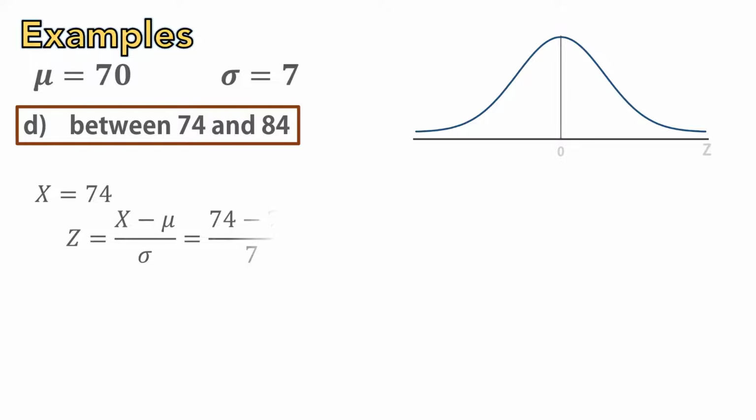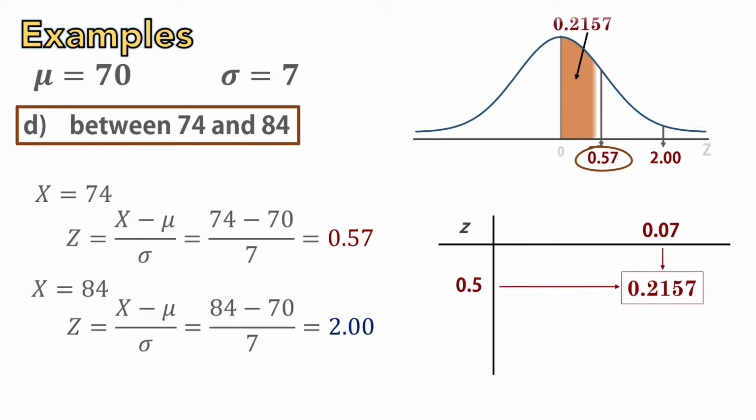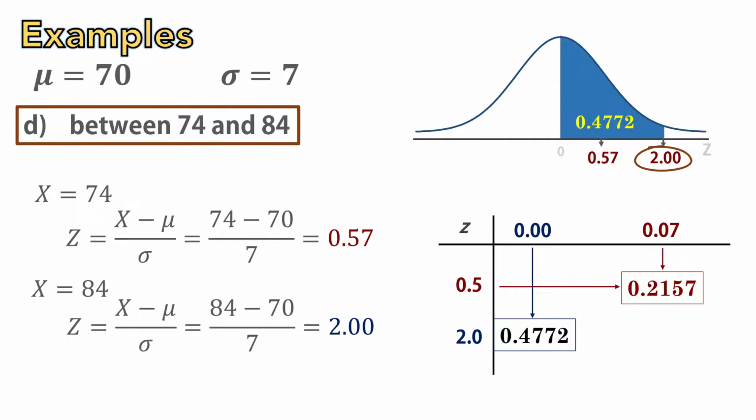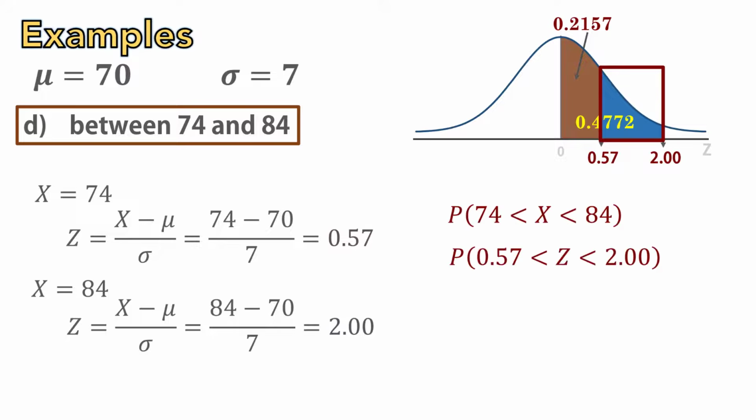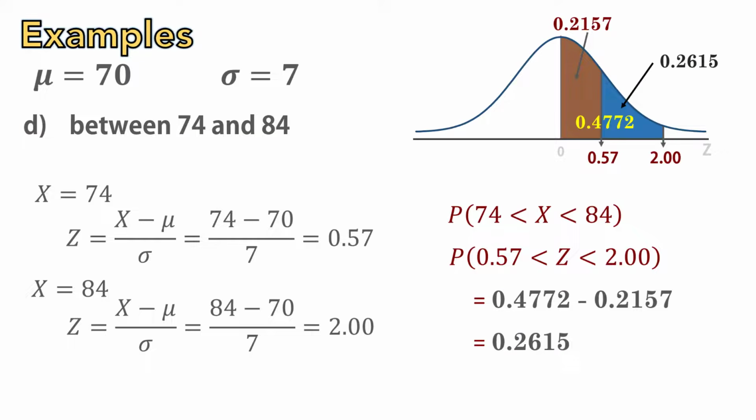Finally, we find the probability of a score lying between 74 and 84. When x is 74, z is 0.57, and when x is 84, the z value is 2. The area between 0 and 0.57 is 0.2157, and the area for 2.00 is 0.4772. The required probability is the area between the two z-scores shaded in blue here, and it can be obtained by subtracting the smaller area from the larger area, and that gives 0.2615.